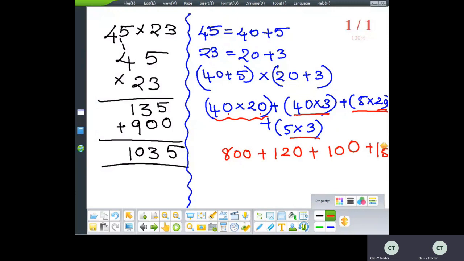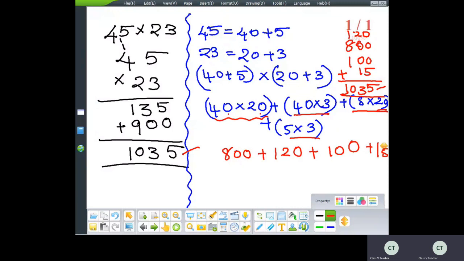Now let us add 800 plus 120 plus 100 plus 15. Addition: 5. So 2 plus 1 is 3. Then 8 plus 1, 9. 9 plus 1, 10. So how much did you get? 1035. So you can see that when you multiply and when you do split and multiply, the answer will be the same.